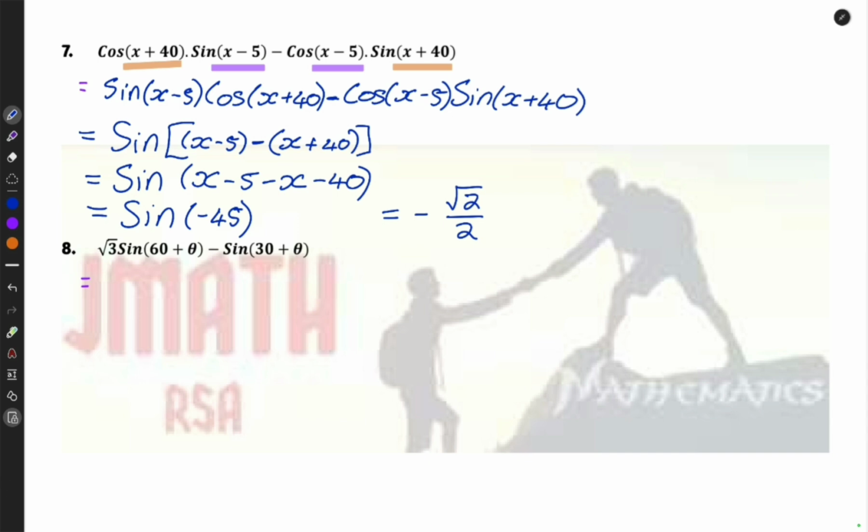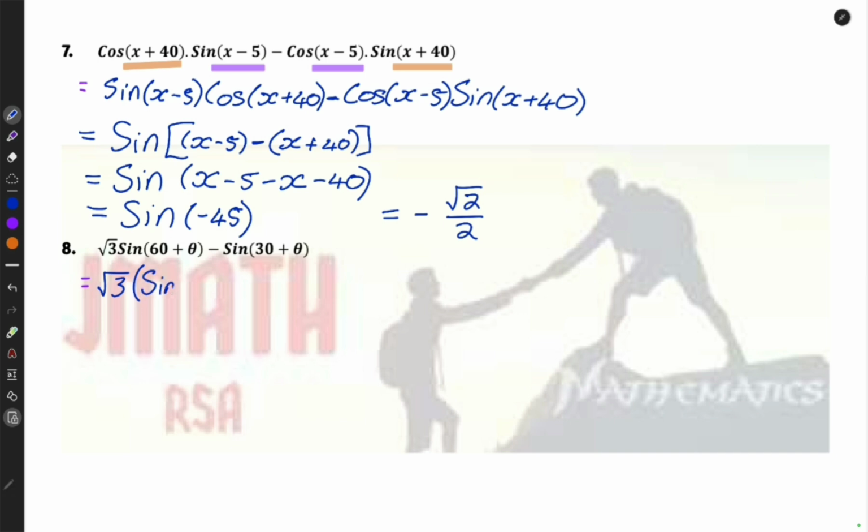Now in question 8, I have brackets again, but this time the brackets are not repeating. That means in this case, I actually do have to write out each one of those, and it's going to be a very long sum. So please write small, otherwise you're going to go over 2 lines. We don't want that, just for neatness. In this case, the root 3 stays in front, and then I'm just going to expand the sine 60 plus theta. So sine A cos B plus cos A sine B.